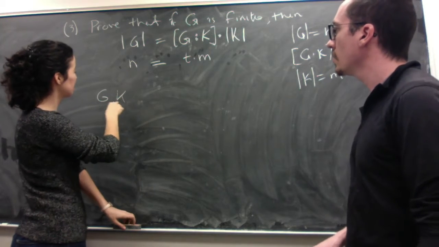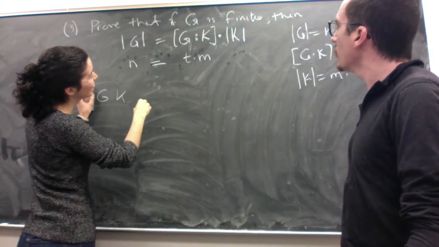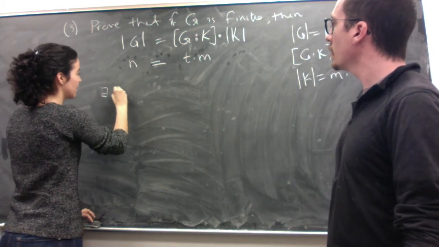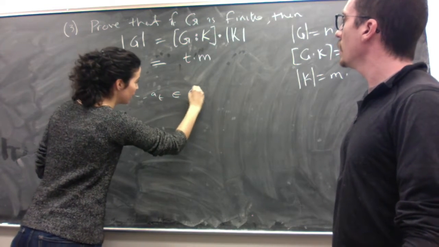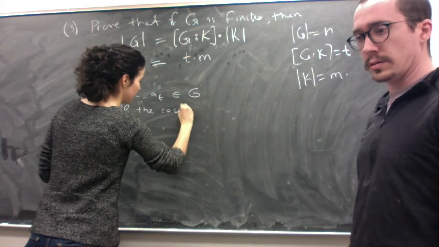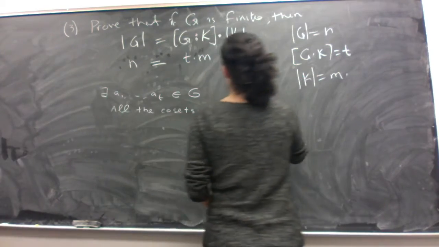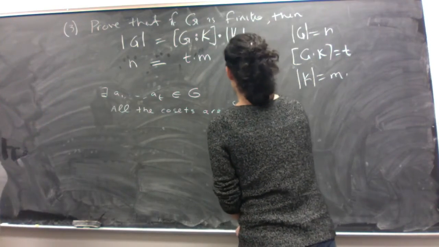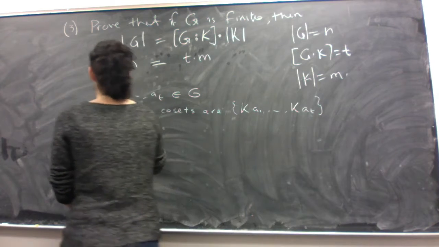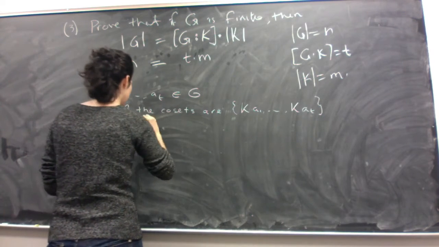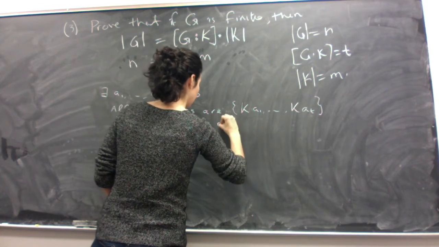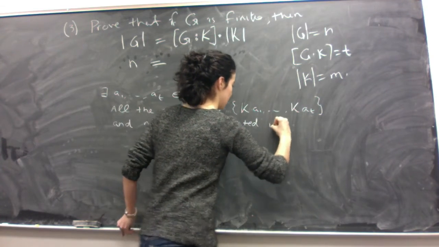So we can name all the cosets. I want to list the cosets. You could list them by elements of G. There exist A1 through AT in G such that all the right cosets are KA1 through KAT, and no two are repeated, because those are all the cosets in this list.